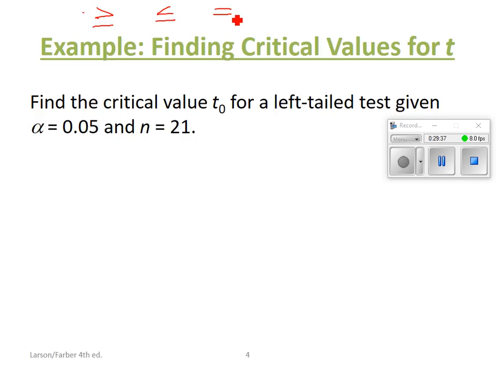That way, we were talking about that a few minutes ago, when you see less than or equal to, or greater than or equal to, you know it's supposed to be a left tail. When you see greater or less than or equal to, it's supposed to be a right tail. When you see equal to, it's going to be two tail.